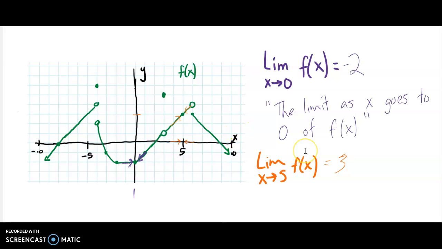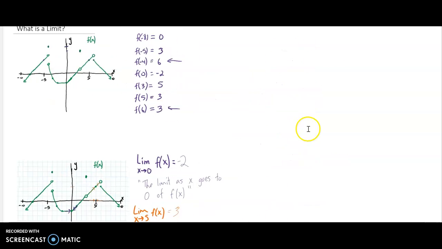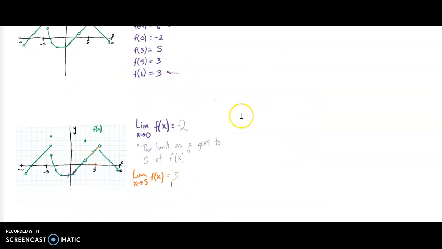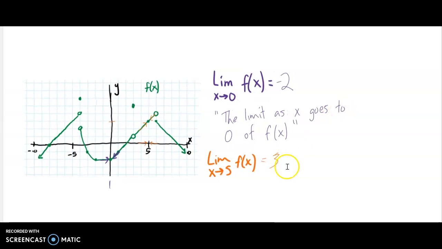One thing you might notice is that this is just the value. Didn't we do 5? f of 5 was 3 before, right? So there's nothing different between what we've asked you to do so far and these limits. With the next one, I'm going to show you something that is different.